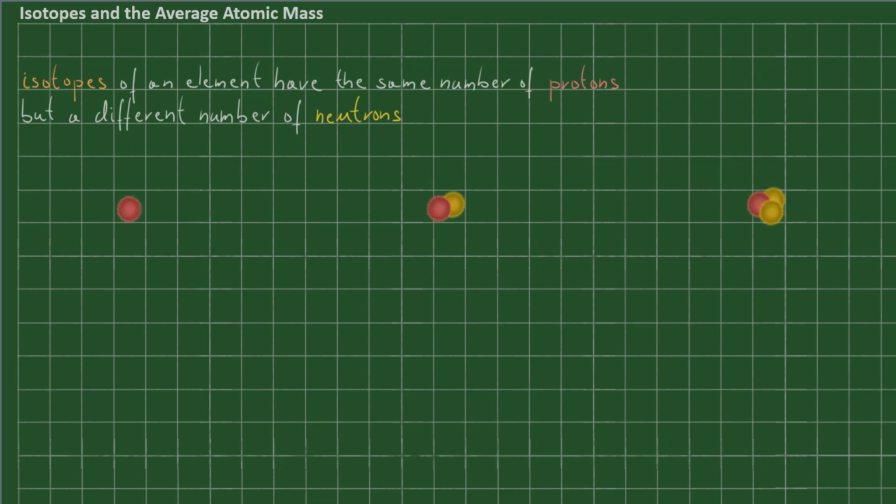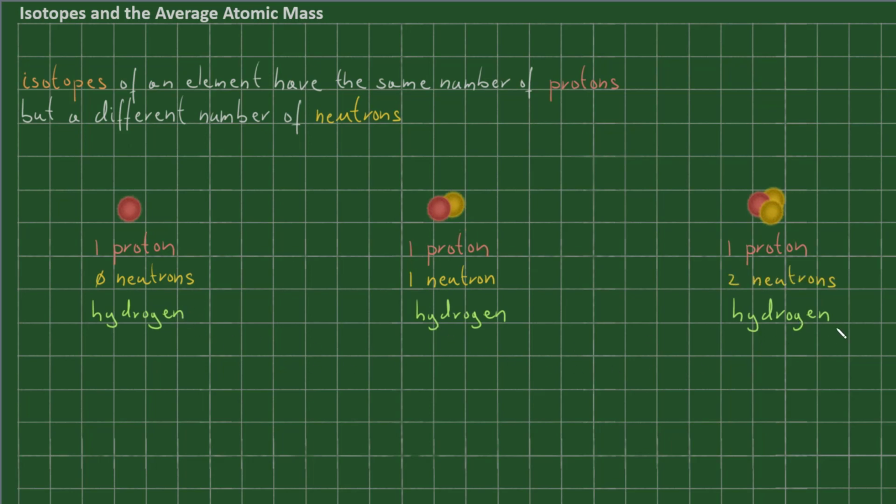So here are three nuclei. Each has only one proton. Recall that it is the number of protons that determines the identity of the atom. So in these three cases, each nucleus has only one proton, which means that in each case I'm dealing with an atom of hydrogen. How do the nuclei differ? Well, the difference is in the number of neutrons. In the nucleus on the left, I have 0 neutrons. The middle nucleus has 1 neutron. And the nucleus on the right has 2 neutrons. So these are the three isotopes of hydrogen.